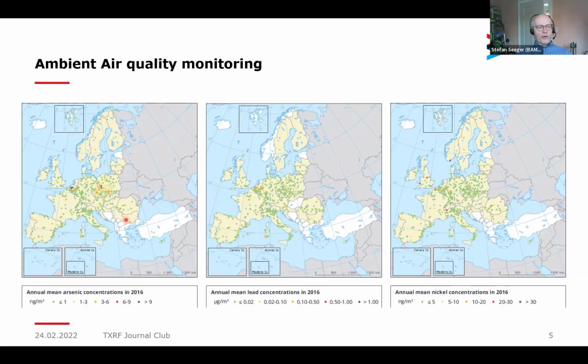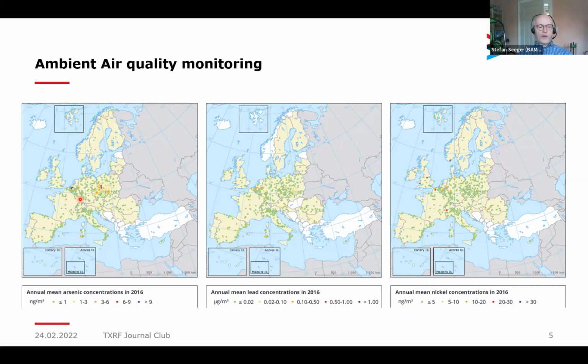But you can also see that, given the large area of Europe here, the network of air quality monitoring stations is not as dense as you might expect. And it is not dense enough if you consider that the concentration of air pollutants has been constantly going down over the last decade in Europe. It might be a challenge for the standard methods to measure even lower concentrations of air pollutants in the ambient air.